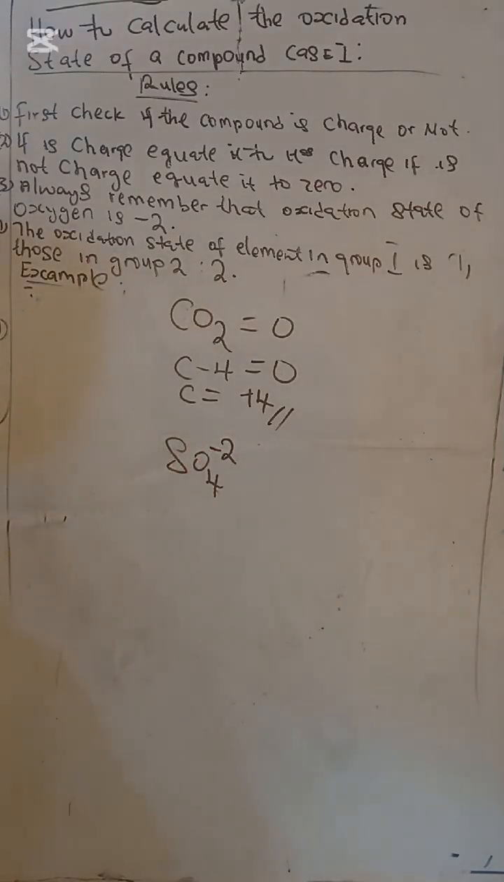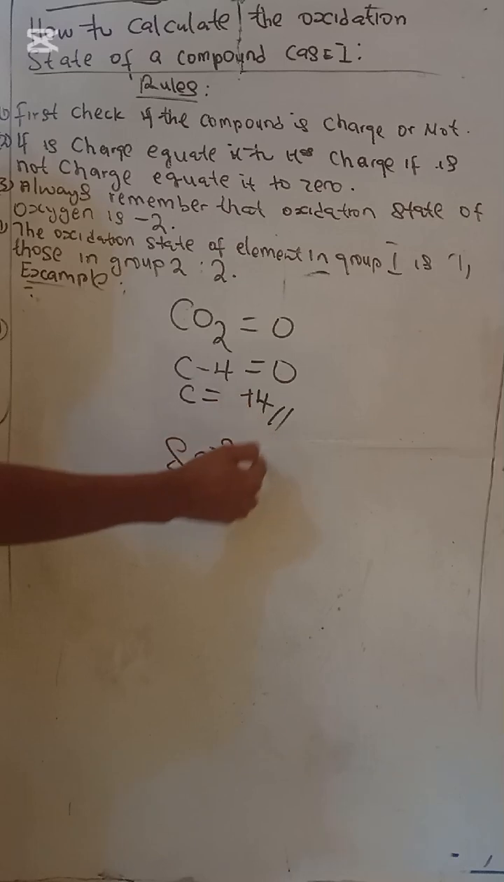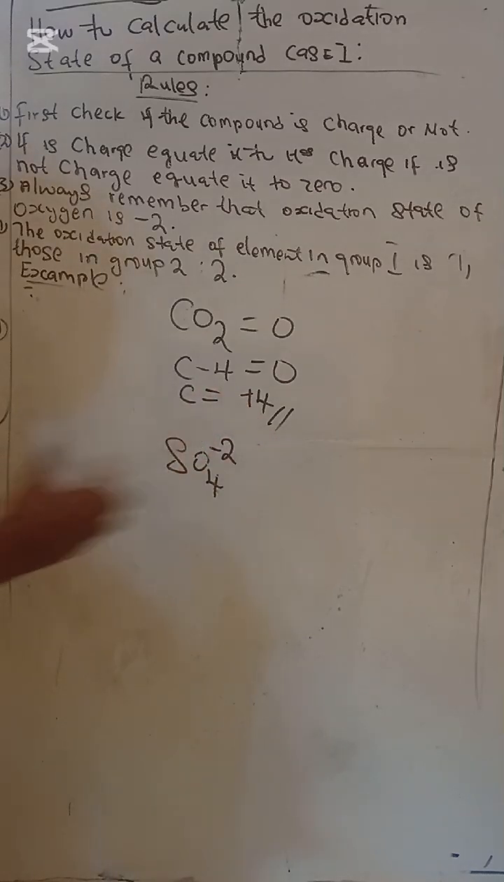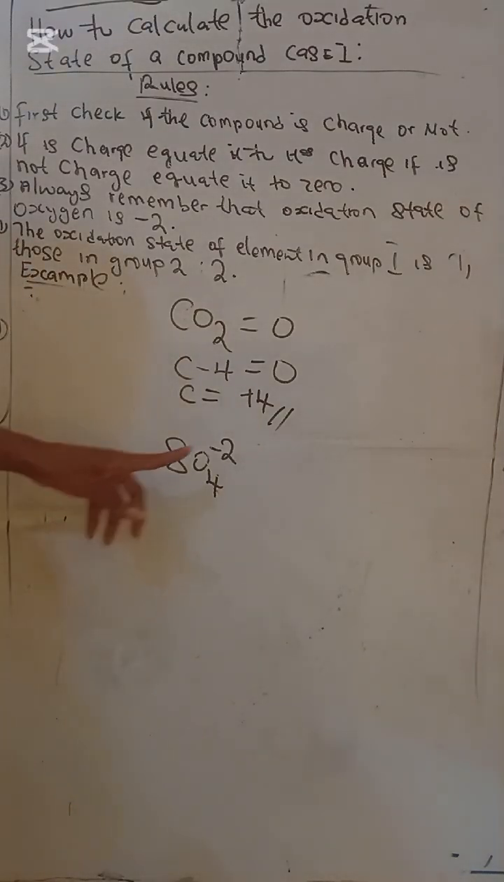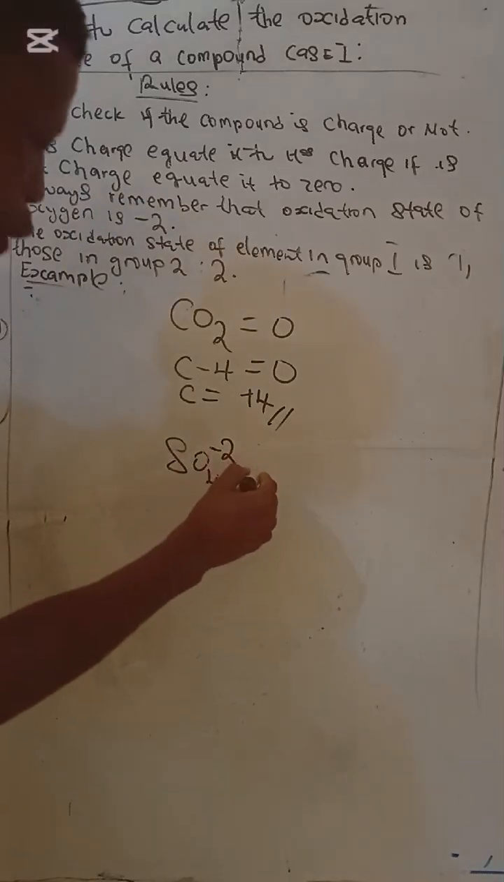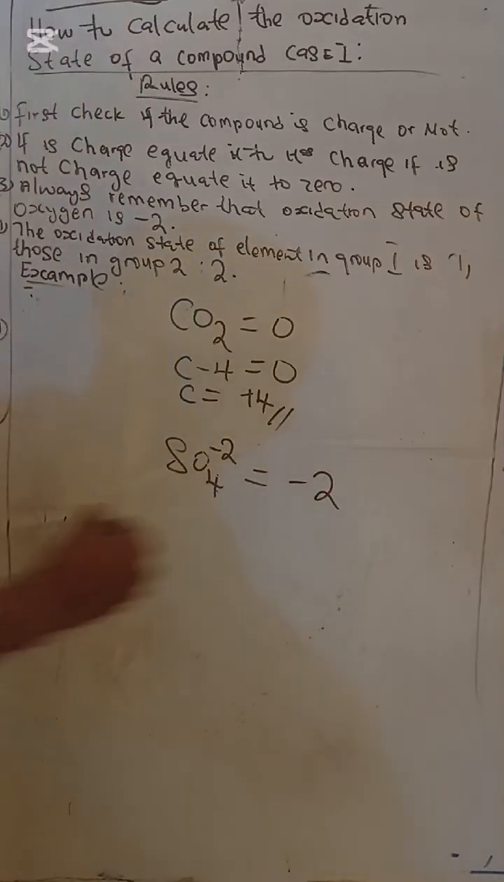Now look at this. Let's assume you are asked to find the oxidation state of sulfur here. Remember our rule: you will check if it is charged or not. Looking at this, it is charged, because you can see a minus and a particular number here. So it simply means that the ion is charged. According to our rule, if it is charged, you will equate it to that charge. Since the charge is -2, I will equate this to be equal to -2.